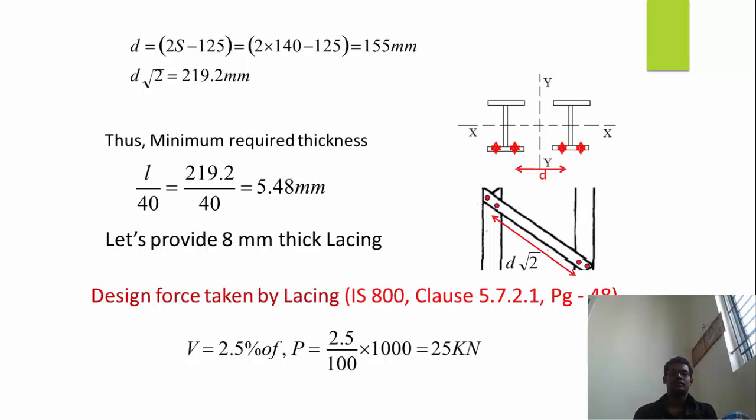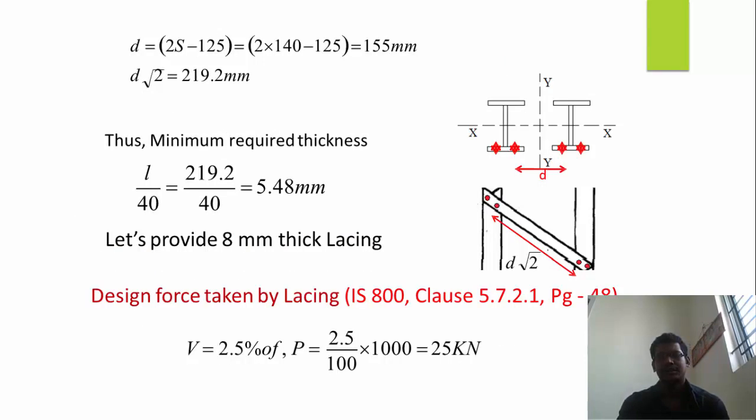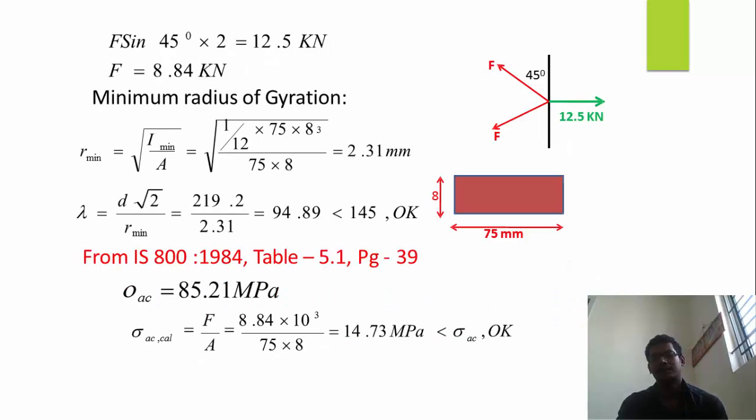Now check for transverse load. We have mentioned that the transverse load must not be more than 2.5%. Hence 2.5% of the given load gives 25 kN as the transverse load. So F into sin 45, used for the vertical loads, into 2 because 2 lacings are used, is equal to 12.5 kN. So the total F is equal to 8.84 kN. The given 25 kN is for both columns, hence for a single column it is 25 by 2, that's 12.5 kN.